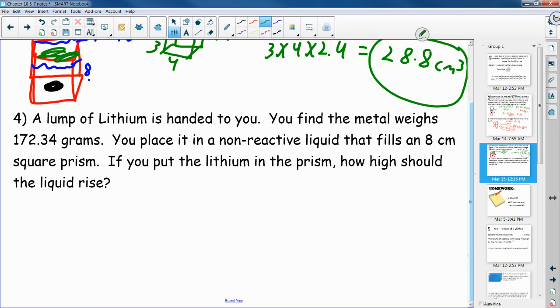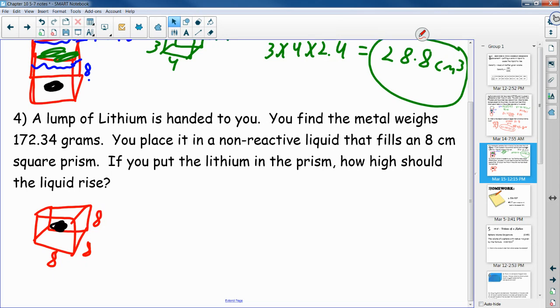So right now we have a square prism that looks like this, okay? The prism's like this. It's got an 8 by 8 by 8. Everything is 8, and it's filled completely full. Now we're going to place our lithium in there. We'll keep it consistent here. The lithium is going to be black. It's just a black rod like this, okay? And we know its weight. How high is that going to raise the top of our box?